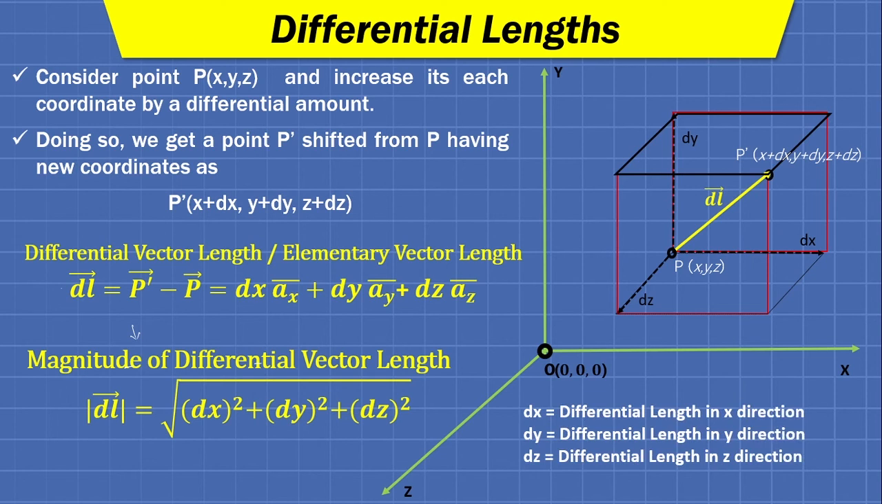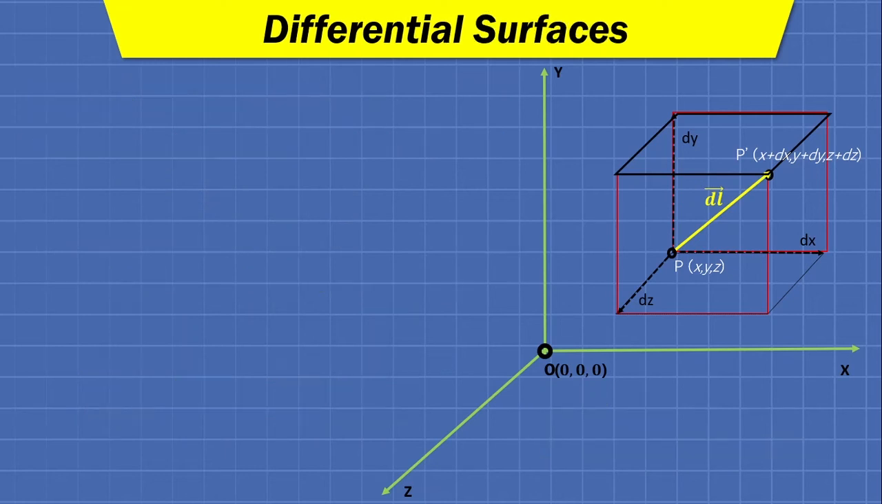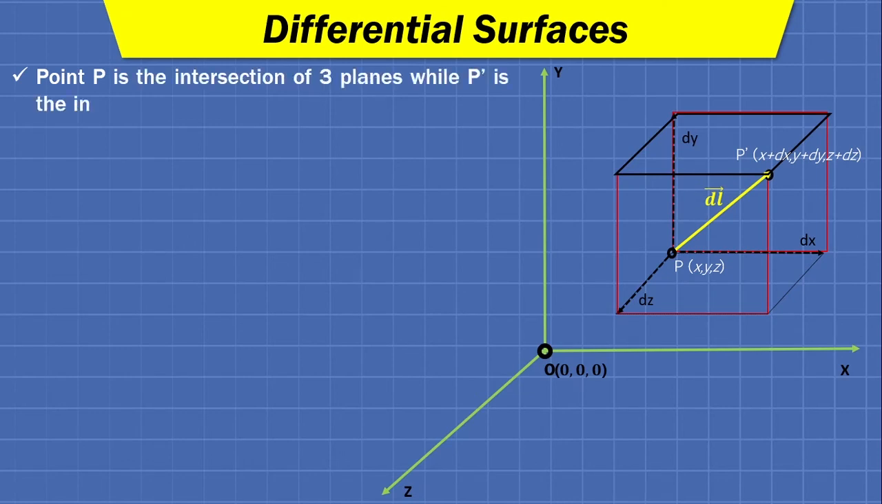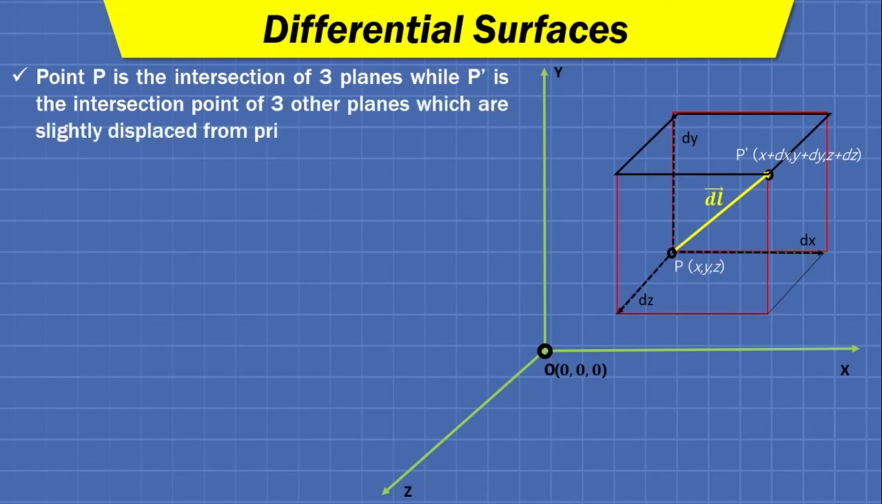Here dx is differential length in x direction, dy is differential length in y direction, and dz is differential length in z direction. Now differential surfaces. So the point P is the intersection of three planes, while P prime is the intersection point of another three planes which are slightly displaced from the prior point.